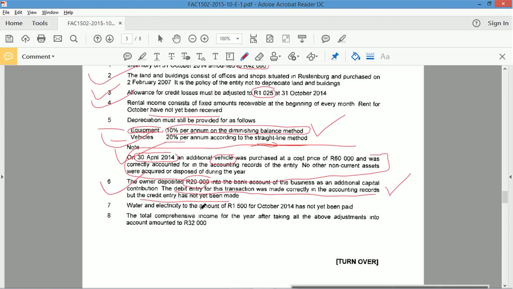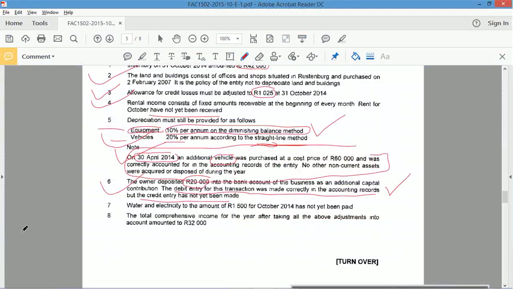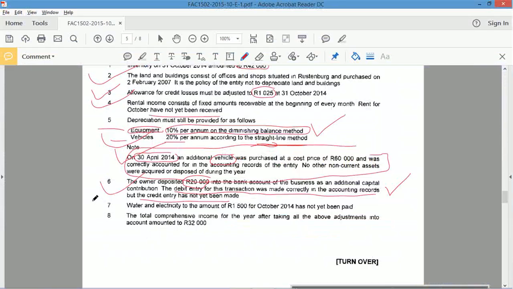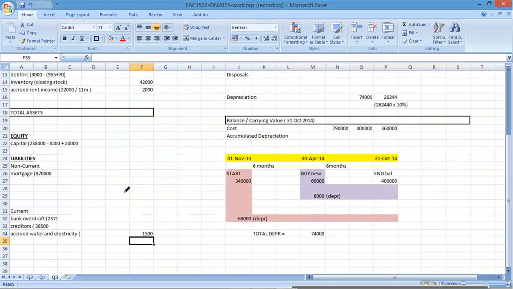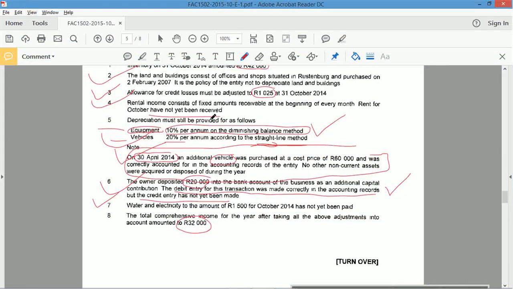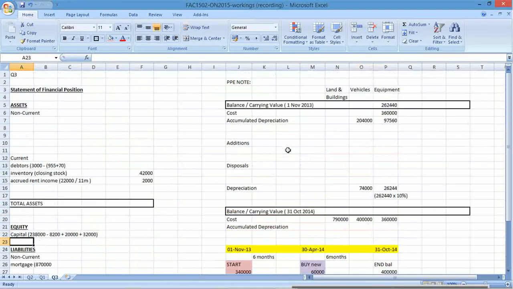Tick. Water and electricity to the amount of 1.5 for October has not yet been paid, accrued expense. How much? 1,500. The total comprehensive income for the year, taking all the above adjustments into account, 32,000. That's easy. Just add that to the capital. Okay, is that it? Yes. Alright, so now wrap up, total up.